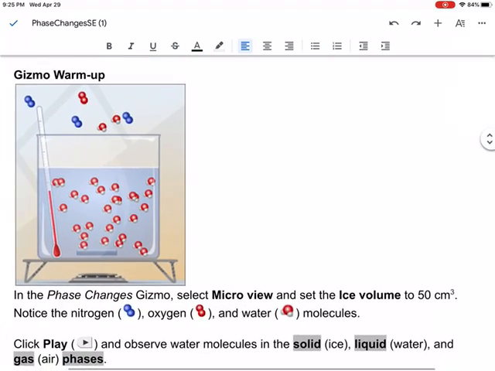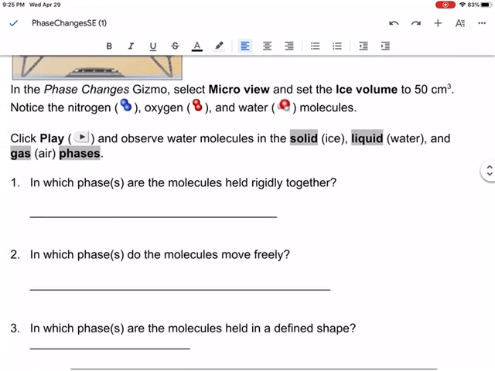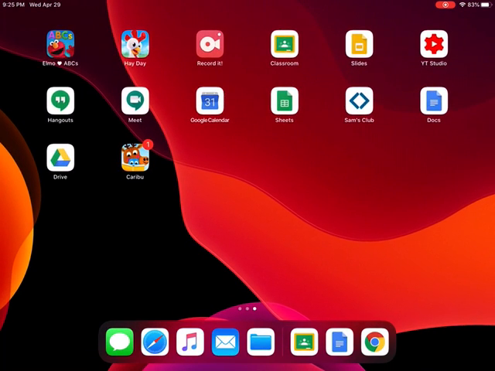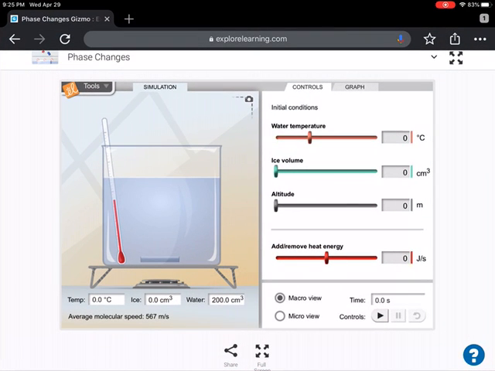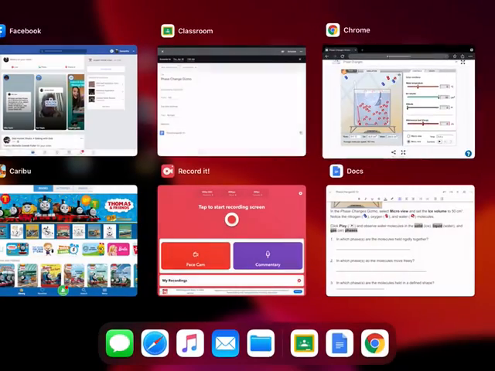It says, Gizmo warm-up. In the Phase Change Gizmo, select micro view and set the ice volume to 50 centimeters cubed. So we need to go to micro view and ice cube 50 centimeters cubed. All right, where's micro view? Here's micro view. And the ice cube, they want us at 50. Whoa, all the way to the end. All right.